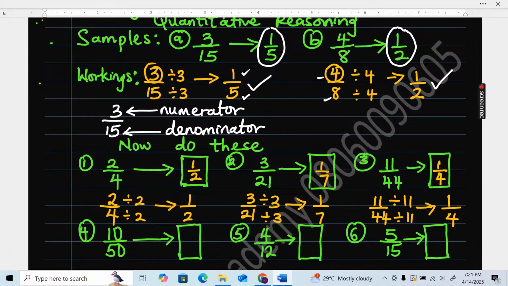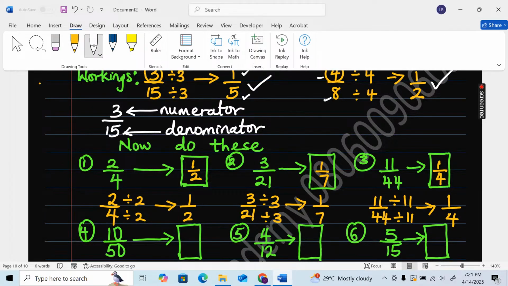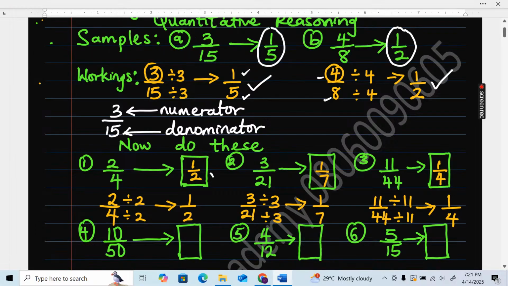So you can see that we have been able to do number 1, 2, and 3. Now, if your number 1 is correct, give yourself 2 points. If your number 2 is correct, give yourself 2 points. If number 3 is correct, give yourself 2 points.